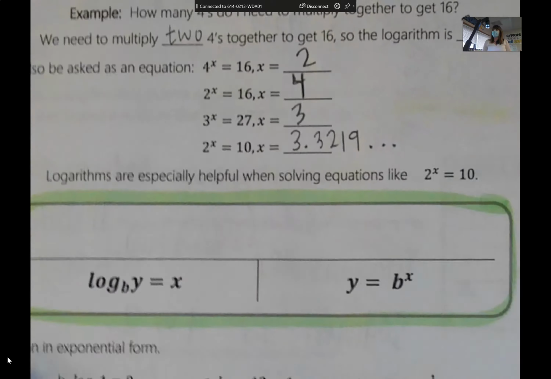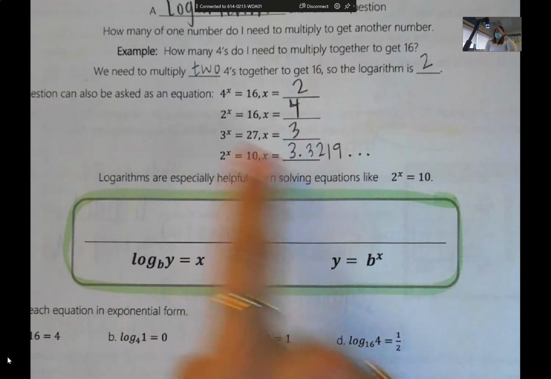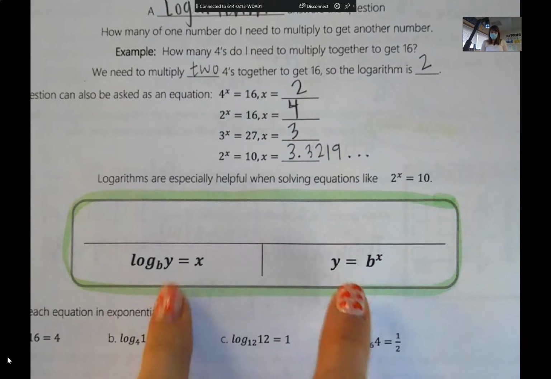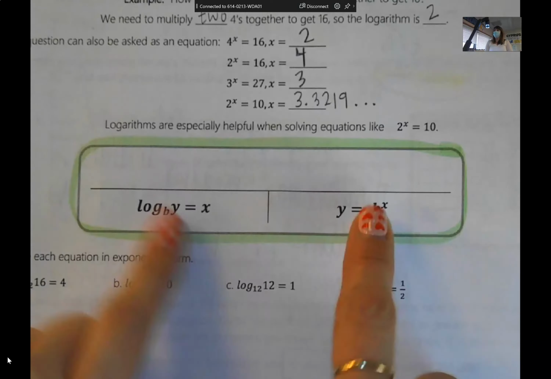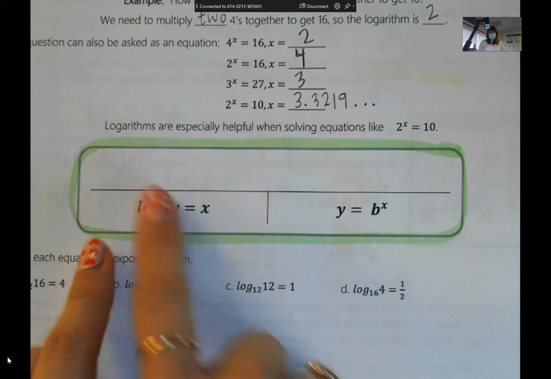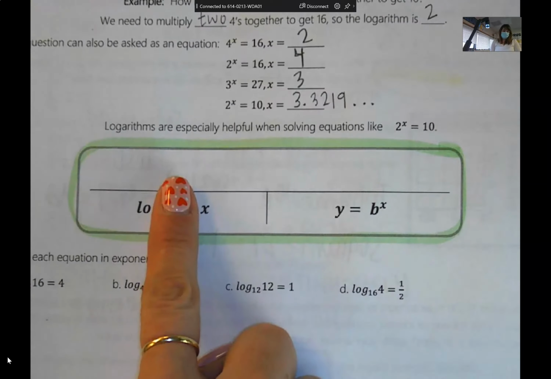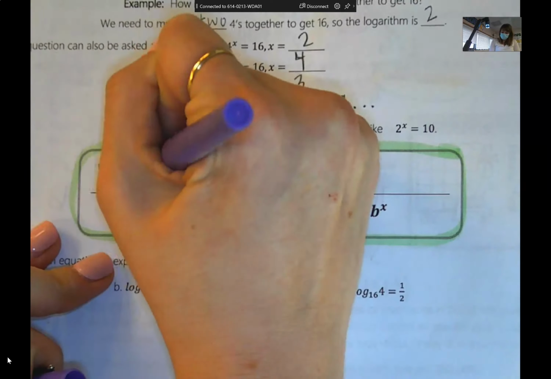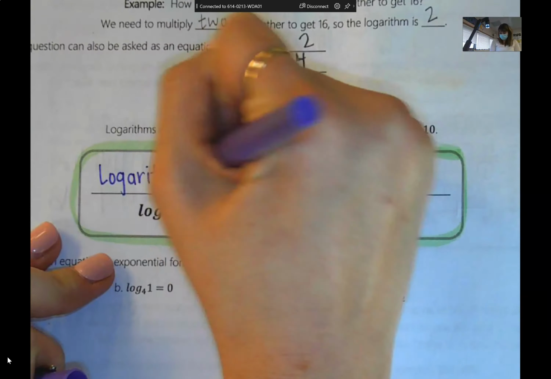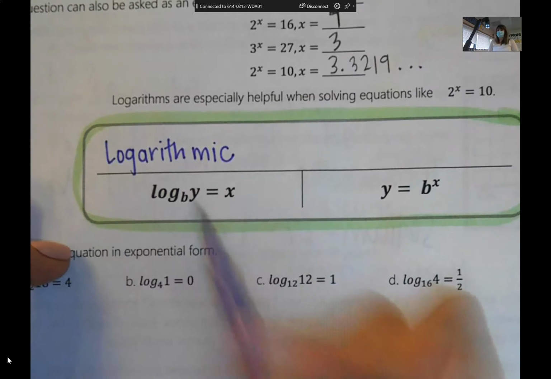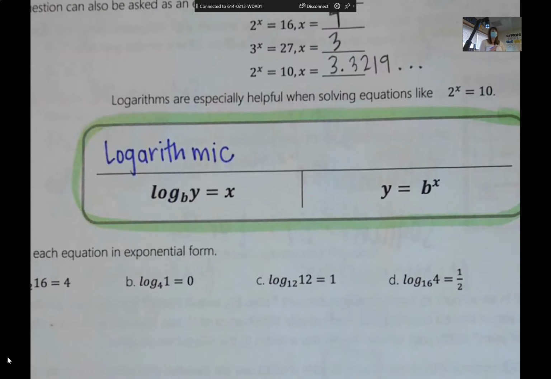So today we're doing a little bit of finding the logarithm, but mostly we're talking about how you write a logarithm in log form and exponent form. So this left-hand side is called logarithmic form. And notice he's got a log. Logarithmic form means you're going to have the word log in it.